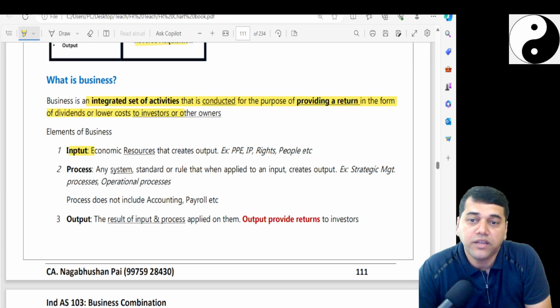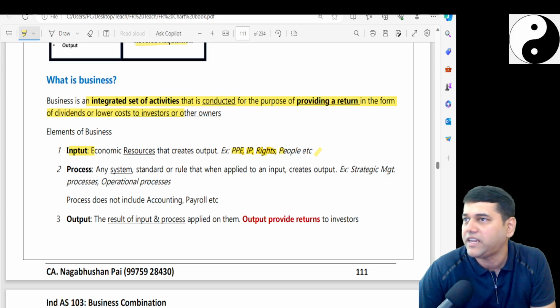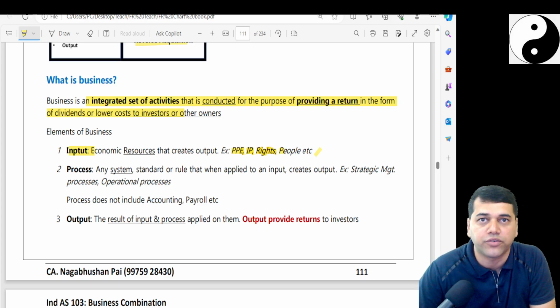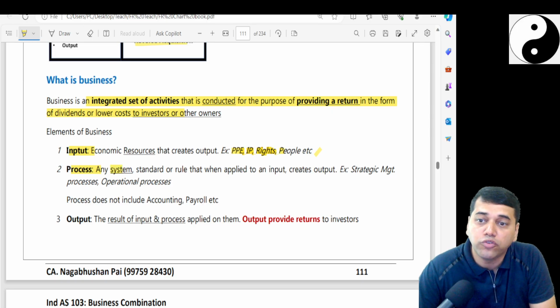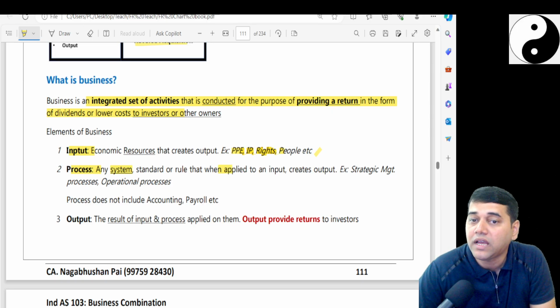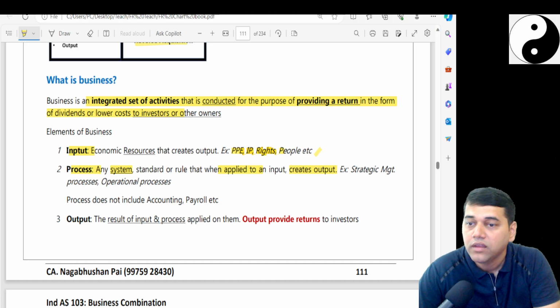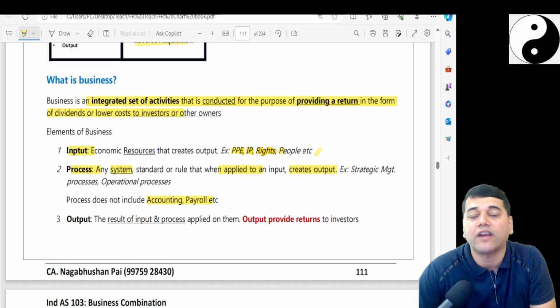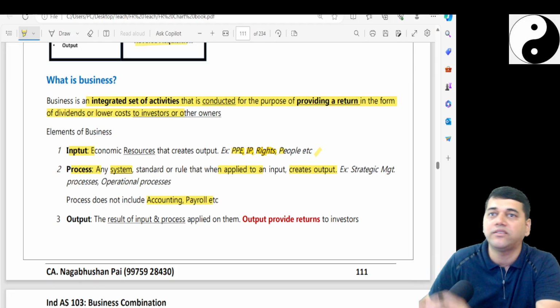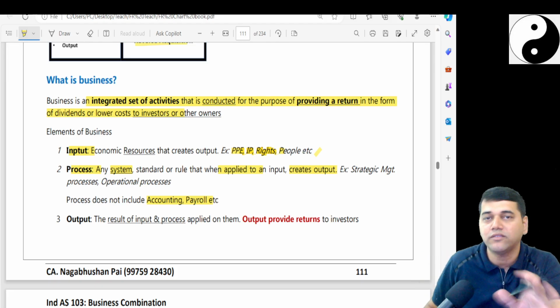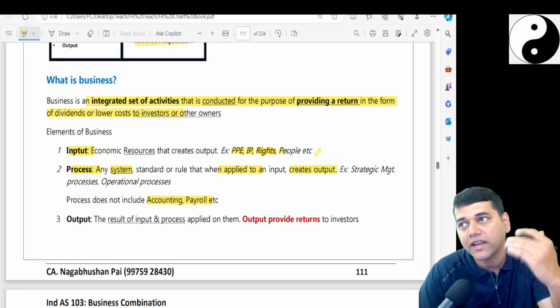Now, inputs can be anything. It can be people, processes, rights, intellectual property rights. These are all the inputs. Processes include any system, standard, or rule applied on the inputs that creates the output, like operational processes. And the process does not include your accounting, payroll. Like I have got a Tally system there, I am doing accounting and all. That is not part of my processes. That's the back office.